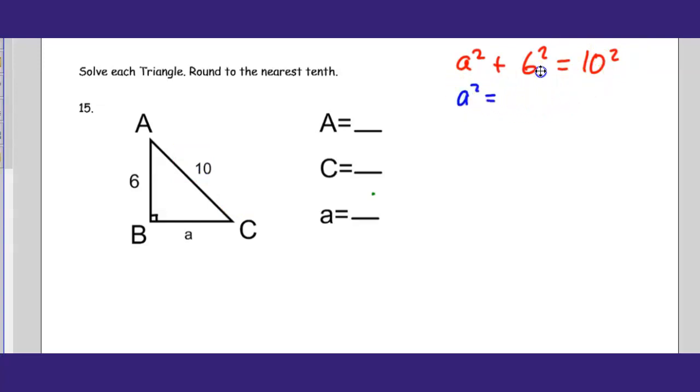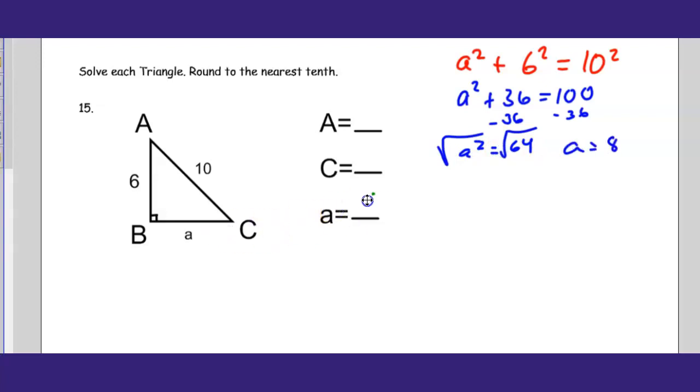So A squared plus 36 equals 100. Sorry, guys. Now we're going to solve for A by subtracting 36. So A squared equals 64. Now we take the square root on both sides and we get A equals 8. So we know little a is 8. Now we can find our other sides.